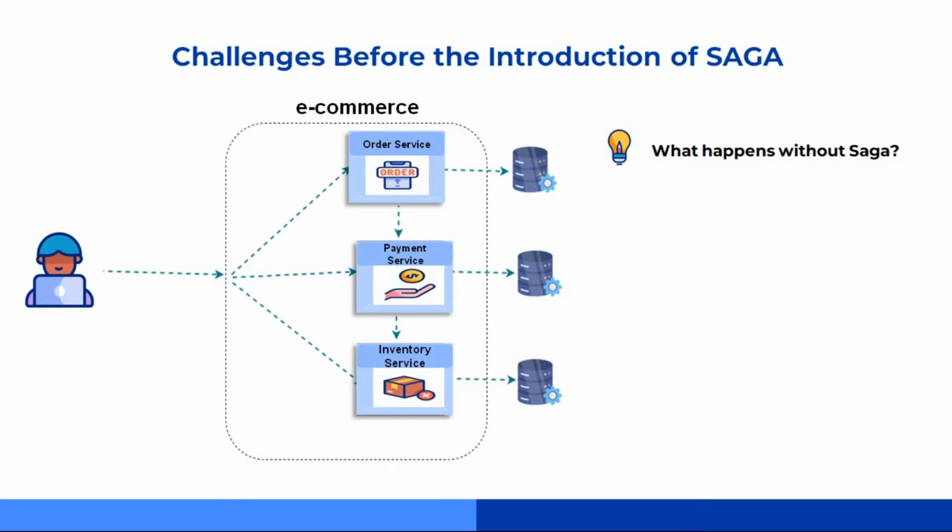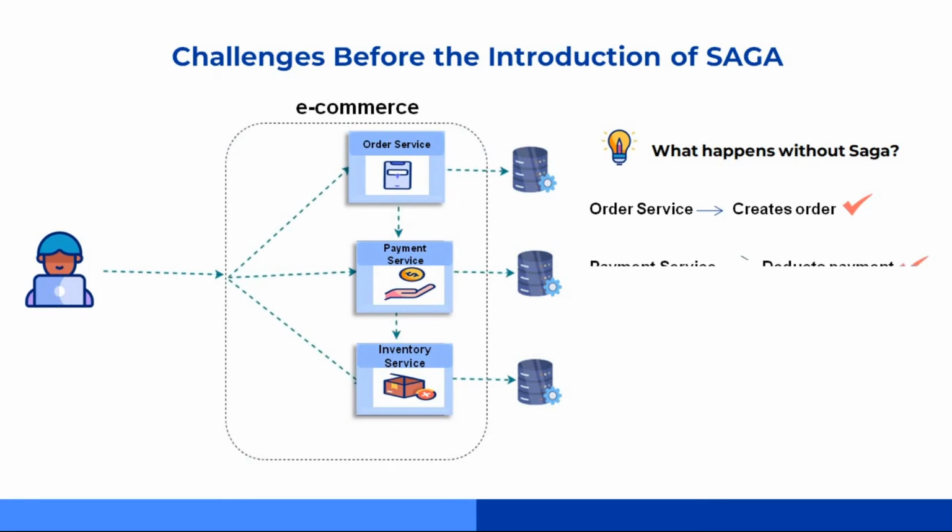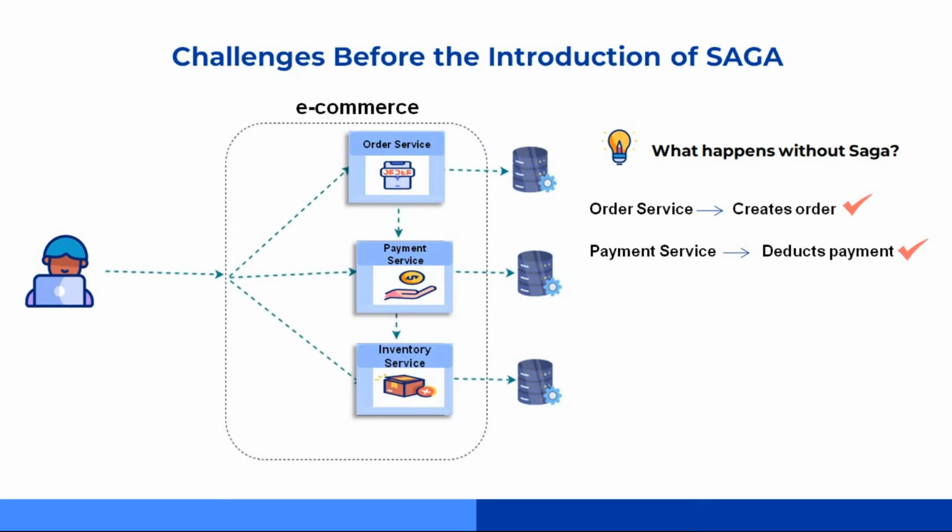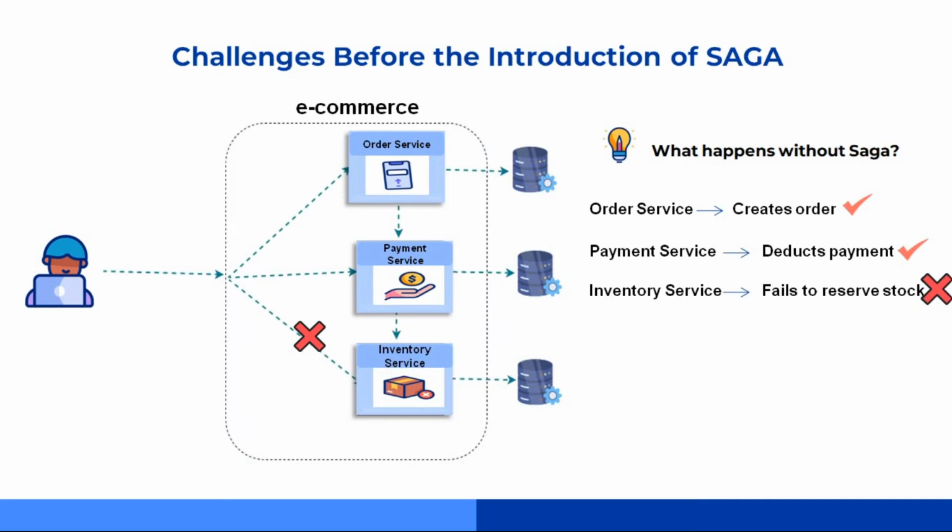First, the order service creates a brand new order in its own database, and then it calls the payment service. The payment service happily deducts the payment, and then it calls the inventory service to reserve the stock. But suddenly, the inventory service fails. Maybe the item's out of stock, maybe there's a system error, whatever the reason, the reservation doesn't happen.